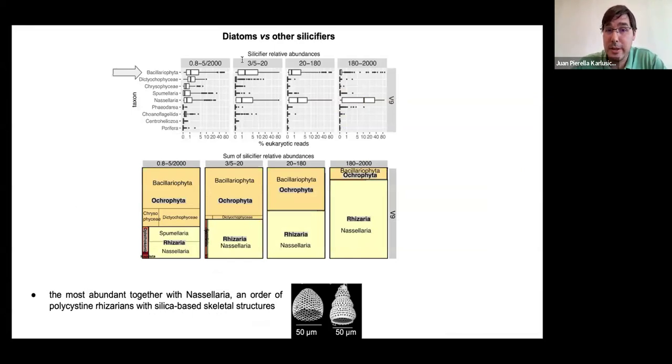It's also nice to compare diatoms with other traits, such as silicifiers. In this case, diatoms also become the most prevalent, together with an order of Rhizaria, as the one that is displayed here in the photo. But on its own, this molecular survey is nice to see that diatoms are dominant, not only among phytoplankton, but also among silicifiers.